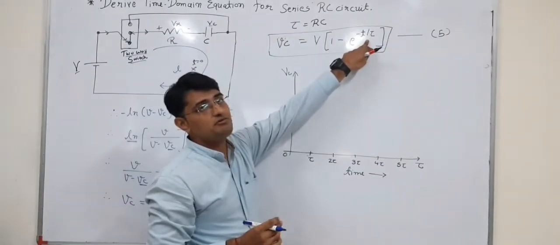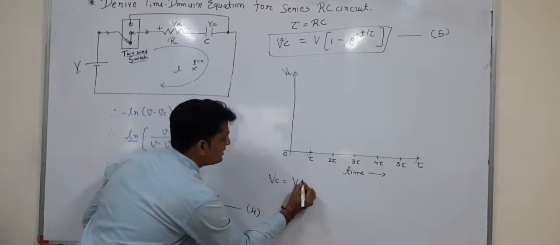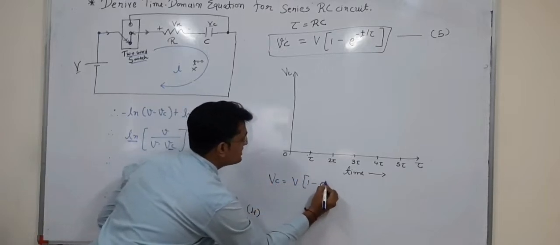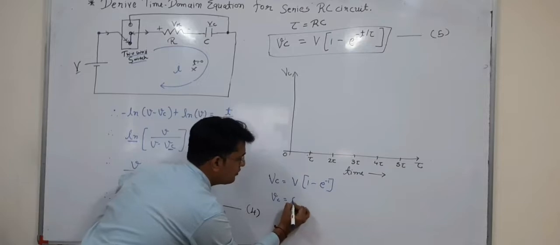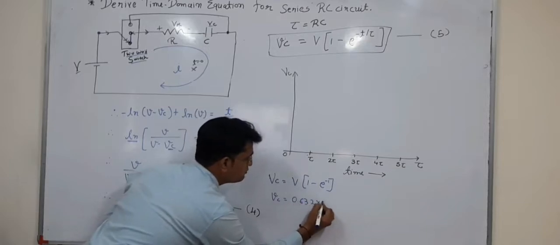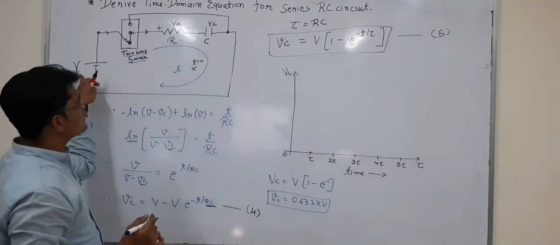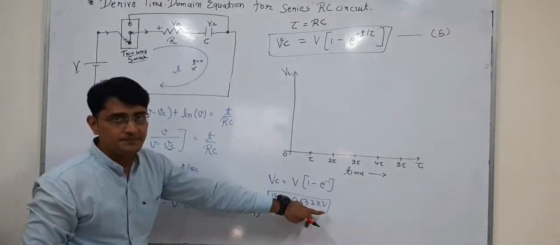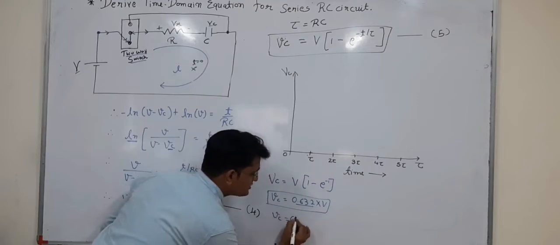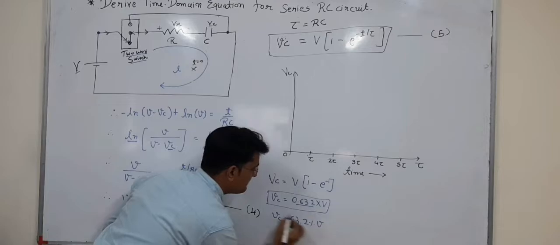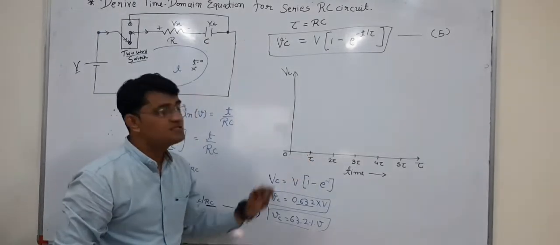If I put time t is equals to tau in this equation, then my equation will be Vc is equals to V into 1 minus e raised to minus 1. If you solve this, you will get Vc is equals to 0.632 into V. Now this V is nothing but our supply voltage, you can also write it as V in, right? If you calculate in percentage terms, then Vc is equals to 63.2% of the maximum voltage at time t is equals to tau.